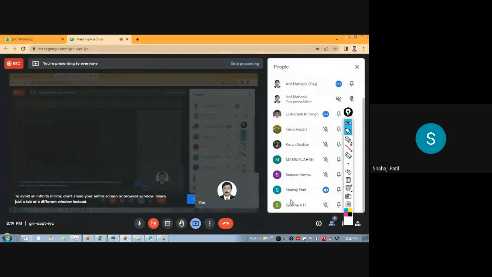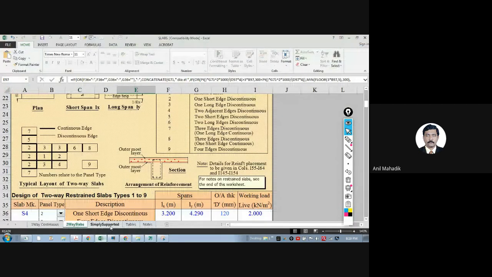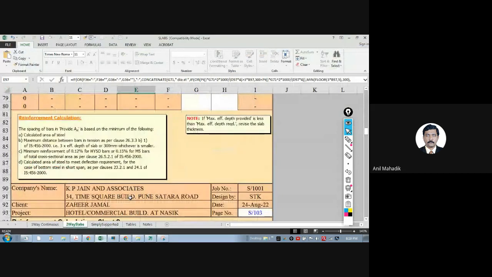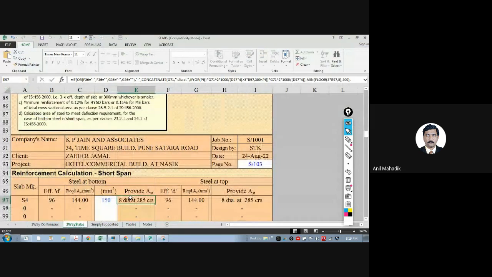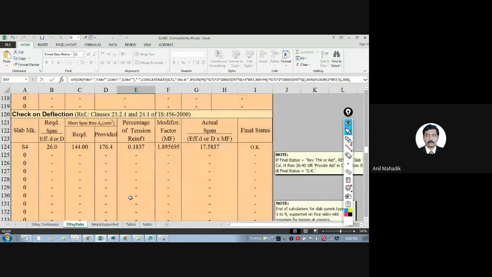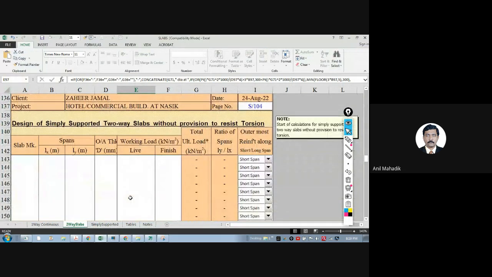Sir, torsional reinforcement for two-way slab. At continuous edge we can provide, but generally what happens, we are having that distribution bars coming actually. So we generally don't consider that, but yes, if you want to consider the torsional reinforcement, it is generally for the simply supported beams.